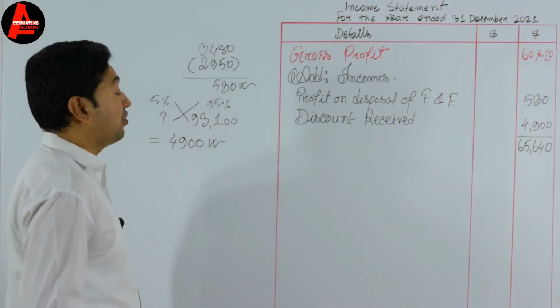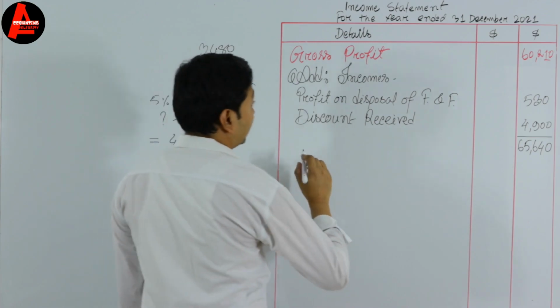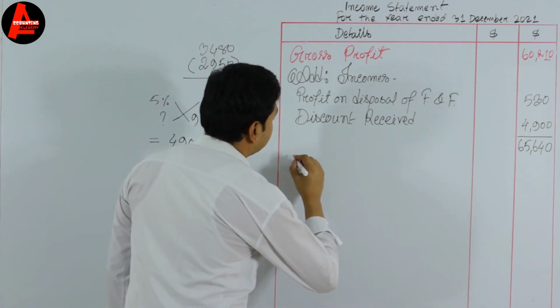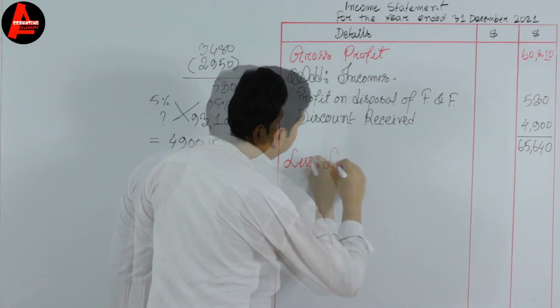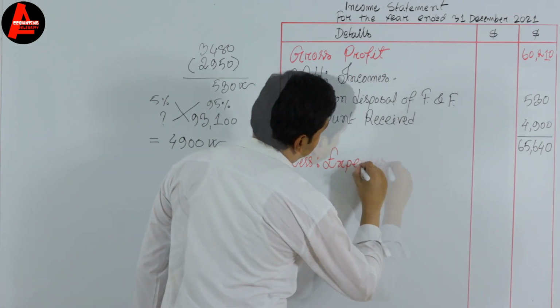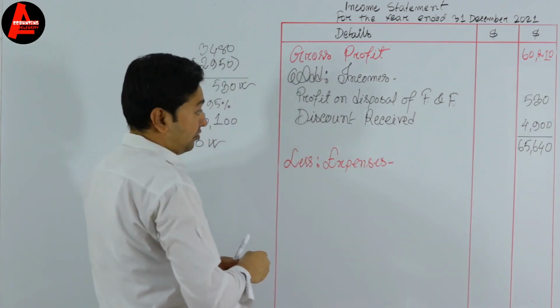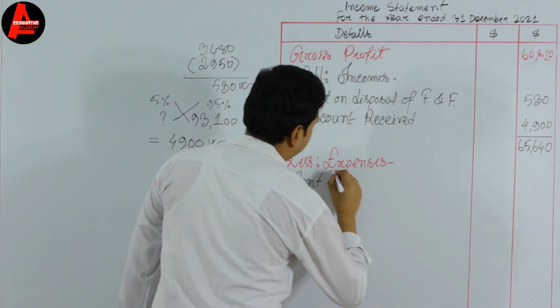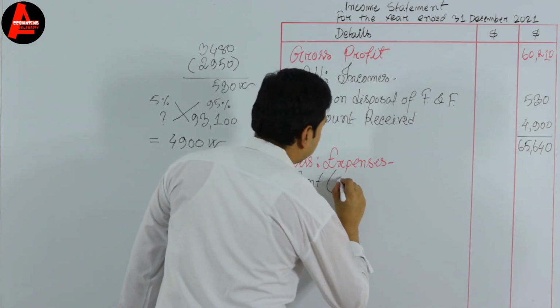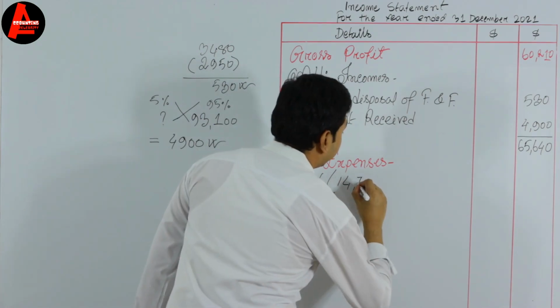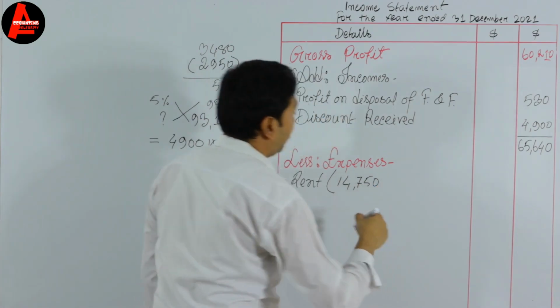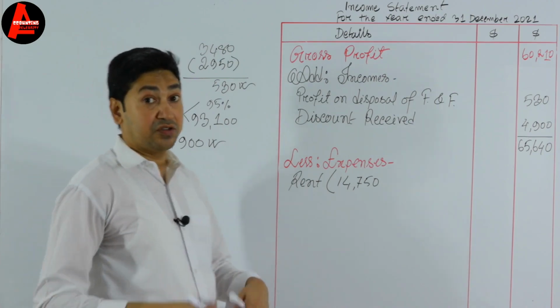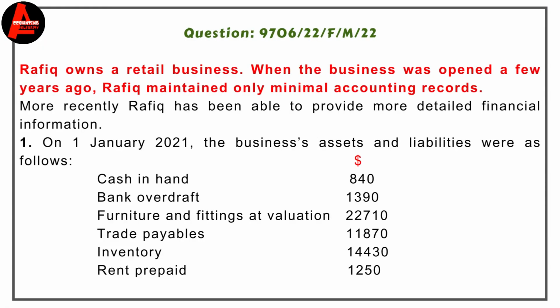So first of all, we will write here rent, less expenses. So we have here rent, we get here $14,750. Why did we write this amount here? Because we have an adjustment. Let us have a look at the question.